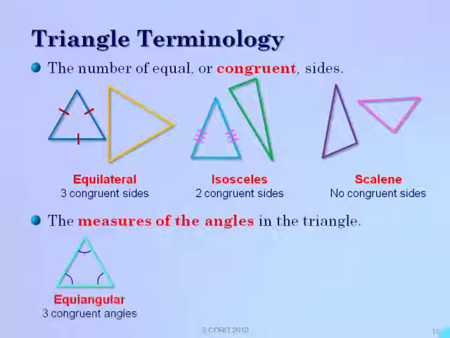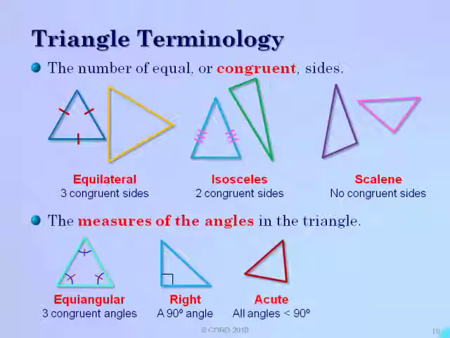The measures of the angles in the triangle is another way to describe triangles. We have equiangular triangles, which have 3 congruent angles. We have right triangle that has a 90-degree angle in it. Those are very common and very useful, and you'll use those immediately here in the course in just a minute. We have acute triangles, where all the angles in the triangle are less than 90. And we have obtuse triangles, where one of the angles is greater than 90. Now, those terms aren't really so important that you can't exist without them, but if somebody mentions to you that you have an acute triangle, now you'll know what it is.